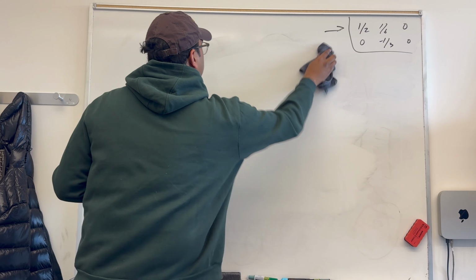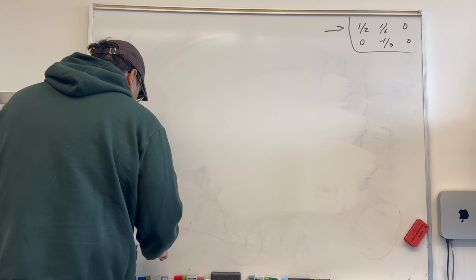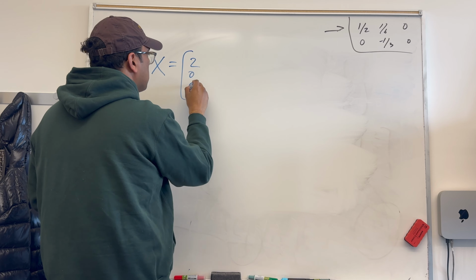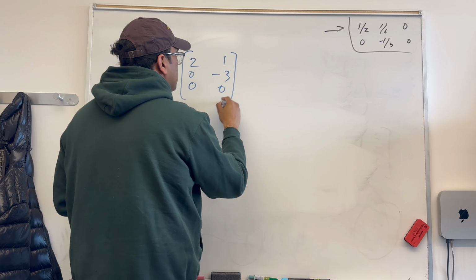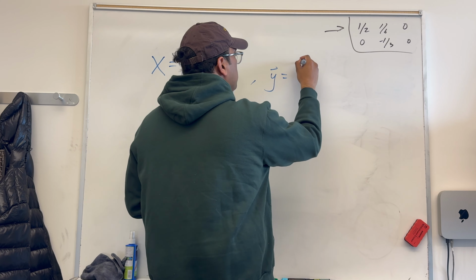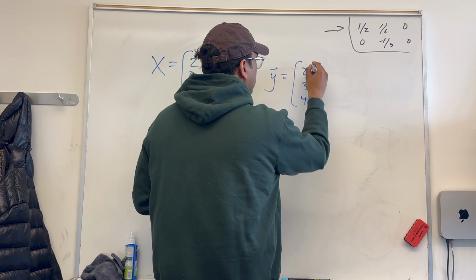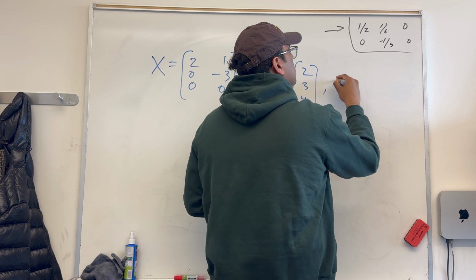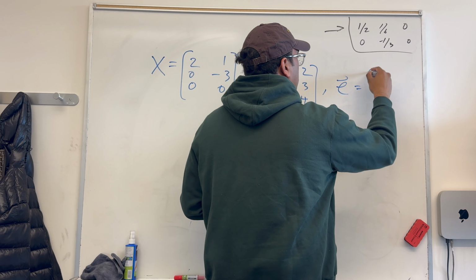Consider two different X matrices. The first X matrix is the one we've been working with: 2, 0, 0, 1, negative 3, 0. Let's consider the Y we originally started with, 2, 3, 4. When we projected Y onto the column space of X, the corresponding error vector was 0, 0, 4.